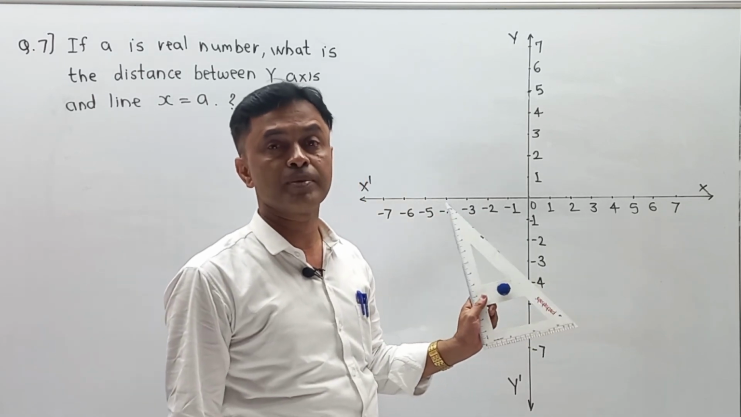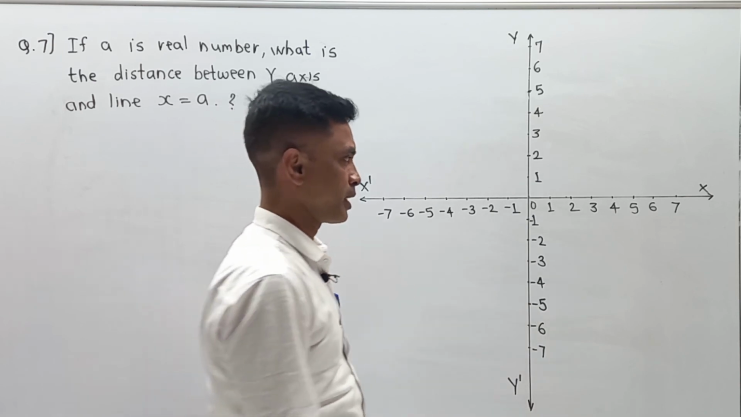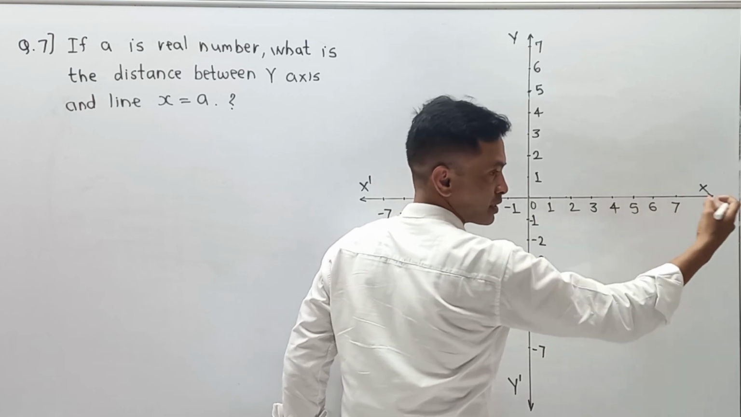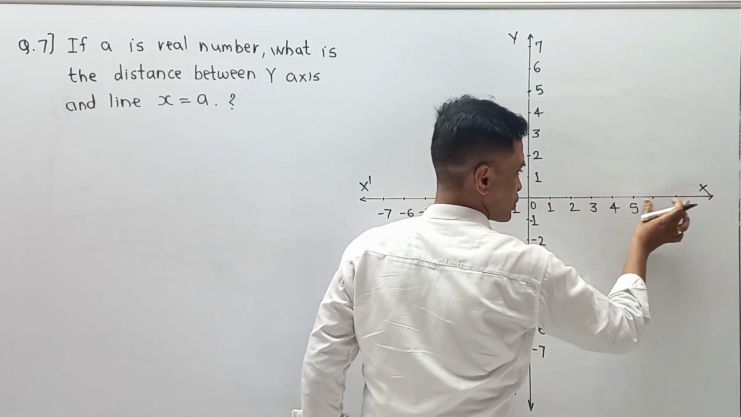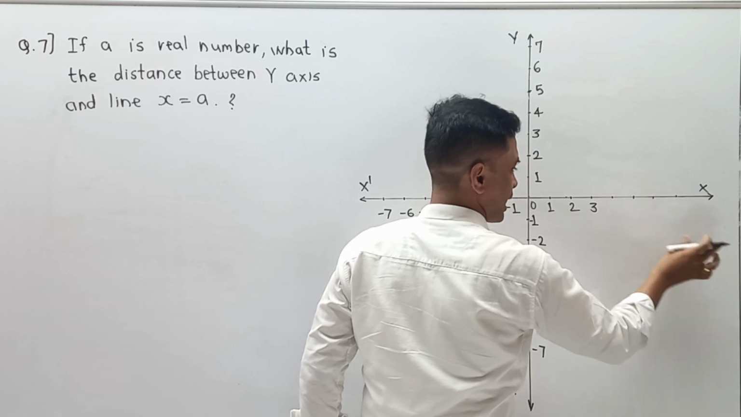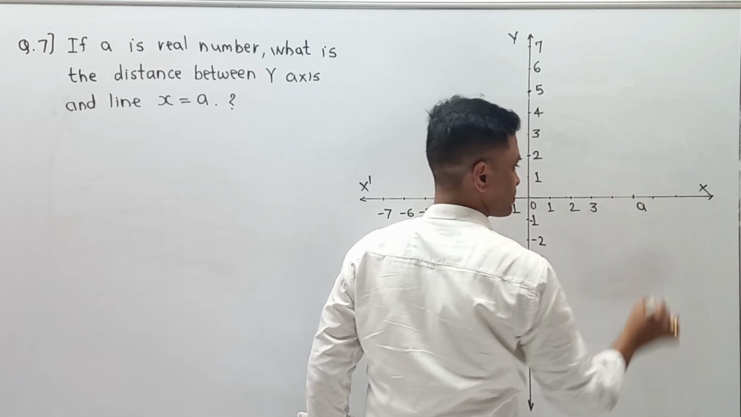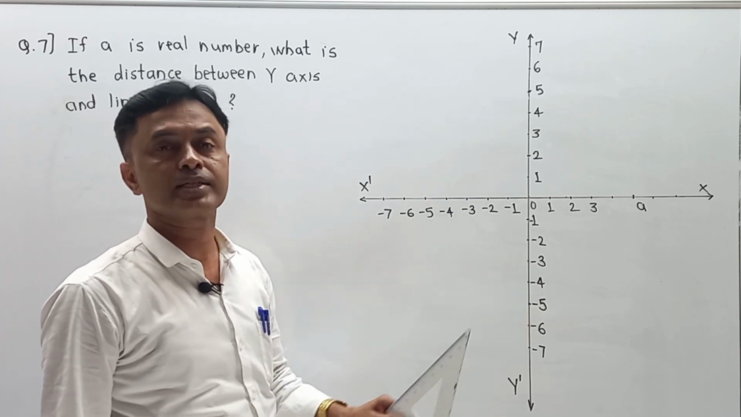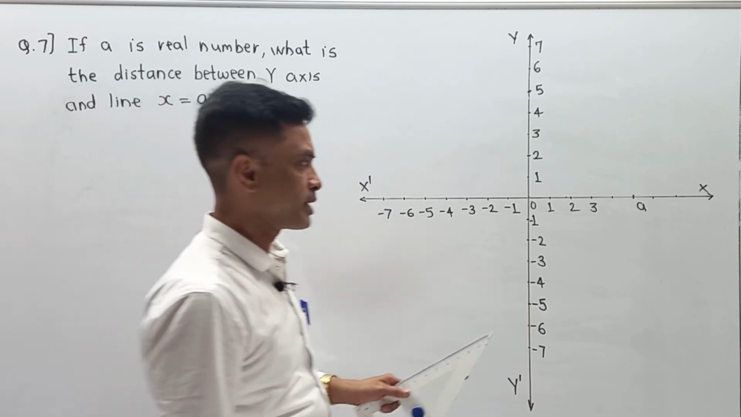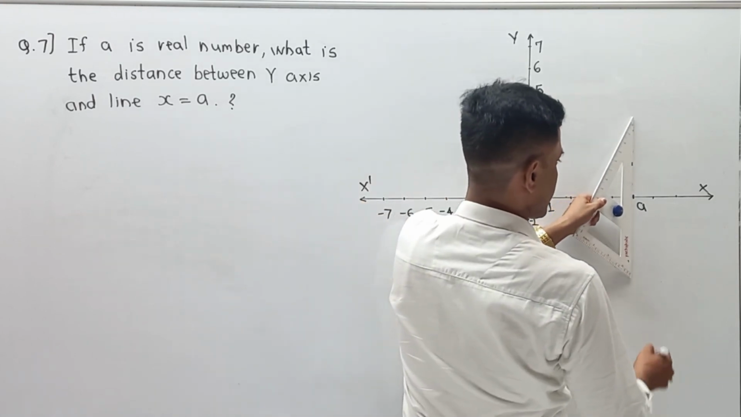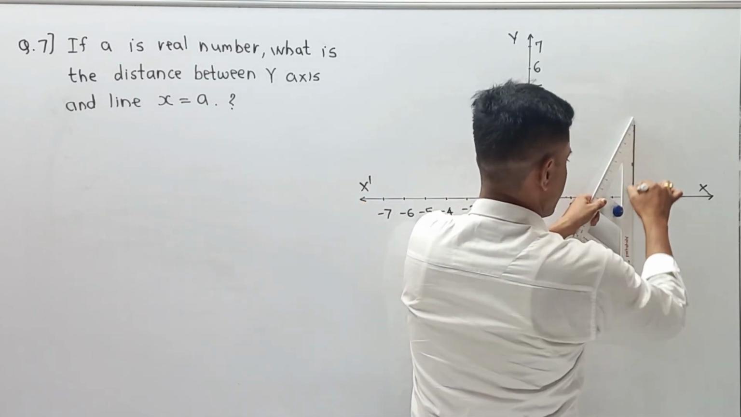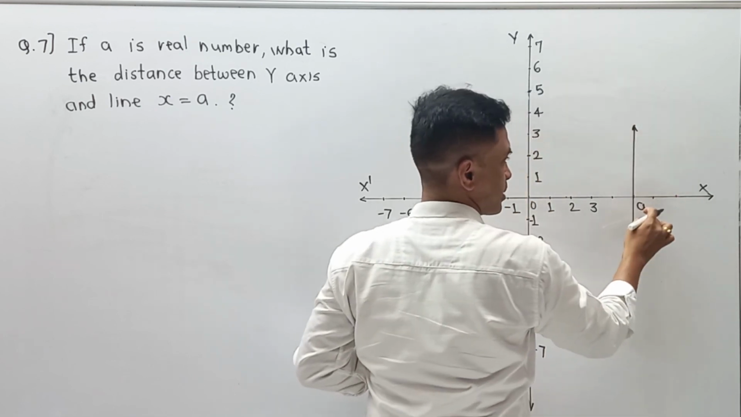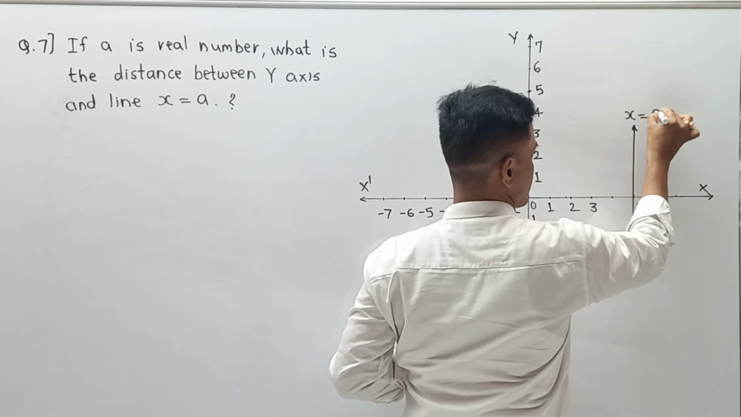If x is equal to a, it means the value of x is stationary. Let us say this is the x-axis and I am going to mark the numbers 1, 2, 3, 4, 5, 6, 7 over here. I am going to remove some numbers from here and let us say a is somewhere over here. We know that it is on the number line but we don't know the exact value of a, and the line is x is equal to a. So I am going to draw that line, and this line is definitely parallel to the y-axis, and here the coordinate of x remains the same and the equation becomes x is equal to a.